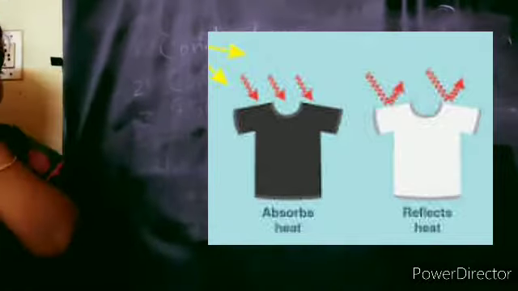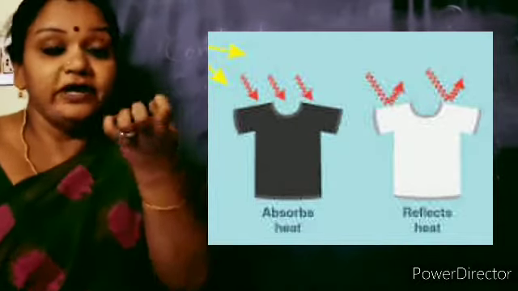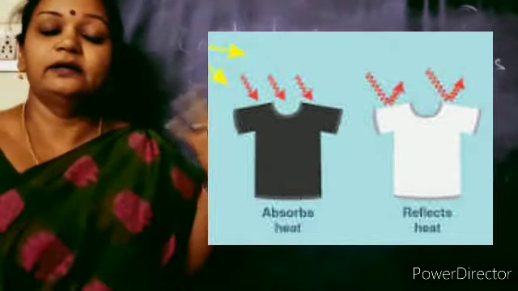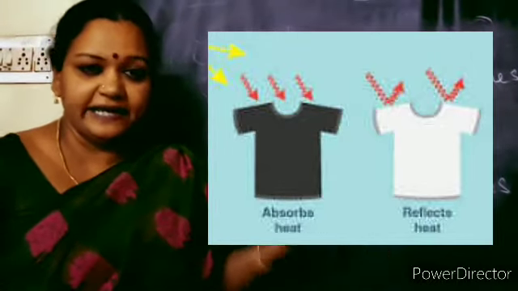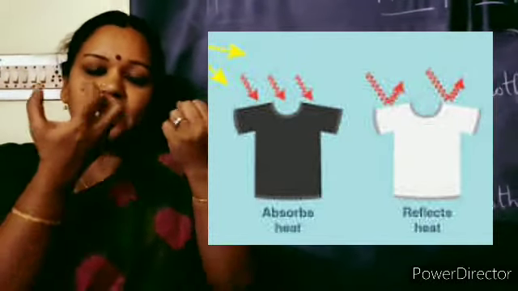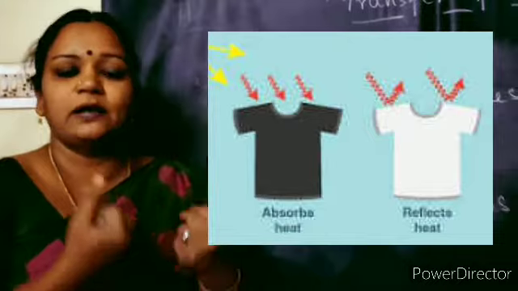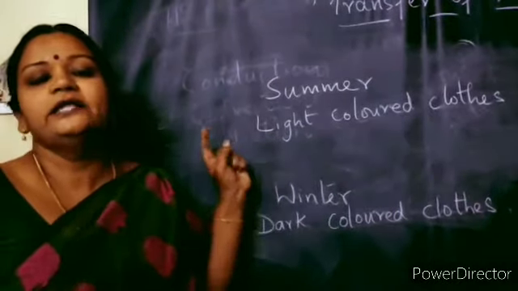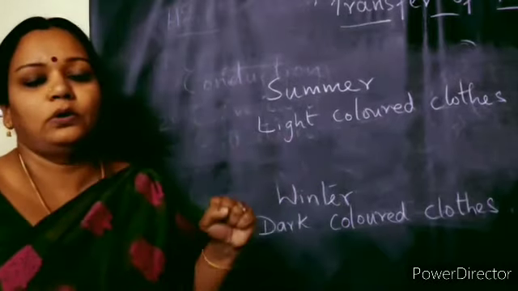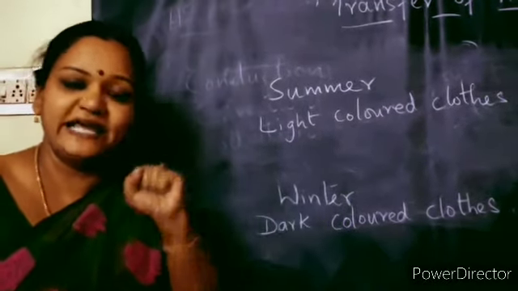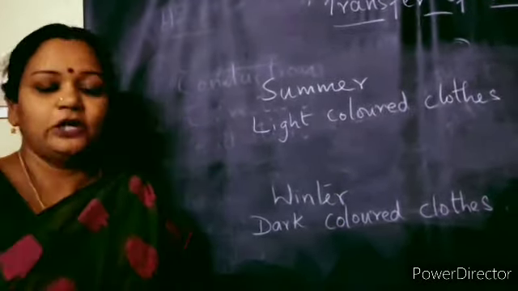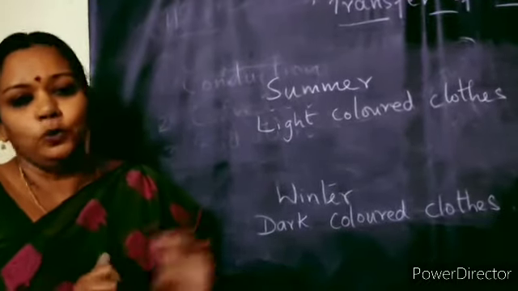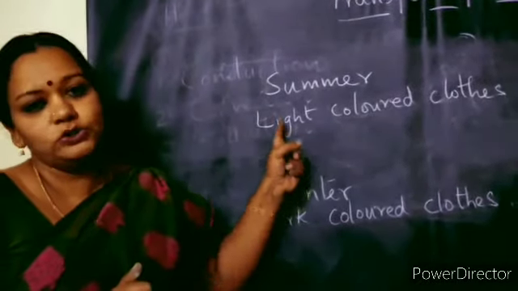Very good. That is because, as I said now, when the hot bodies are emitting, they radiate. So that radiated heat is absorbed, reflected and also transmitted, depending upon the material. Light colored clothes will not absorb more heat by radiation, and they also reflect, so that we will feel cool by wearing light colored clothes during summer.